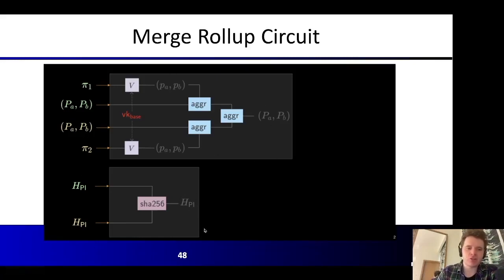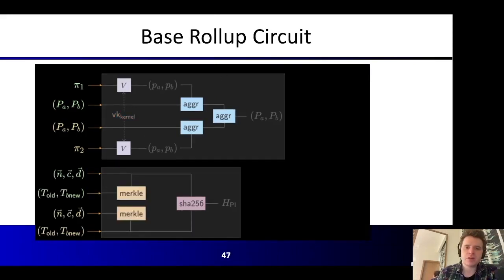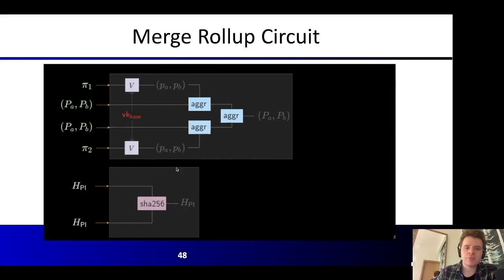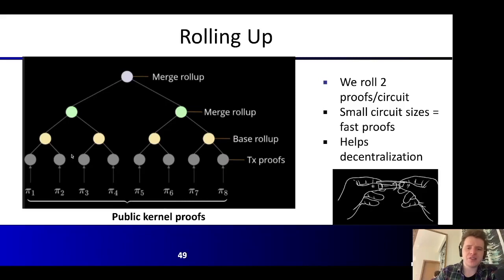So you can use the merge roll-up circuit to combine base roll-up circuit proofs, but then you can use this, this explains it better. So the idea is that the base roll-up circuit will aggregate two proofs. The merge roll-up circuit will aggregate either two base roll-up proofs or two merge roll-up proofs. And then you can basically recursively iterate on your merge roll-up circuit to aggregate a very, very large number of transaction proofs into one by just increasing the number of layers of this tree. So small circuit sizes, fast proofs.